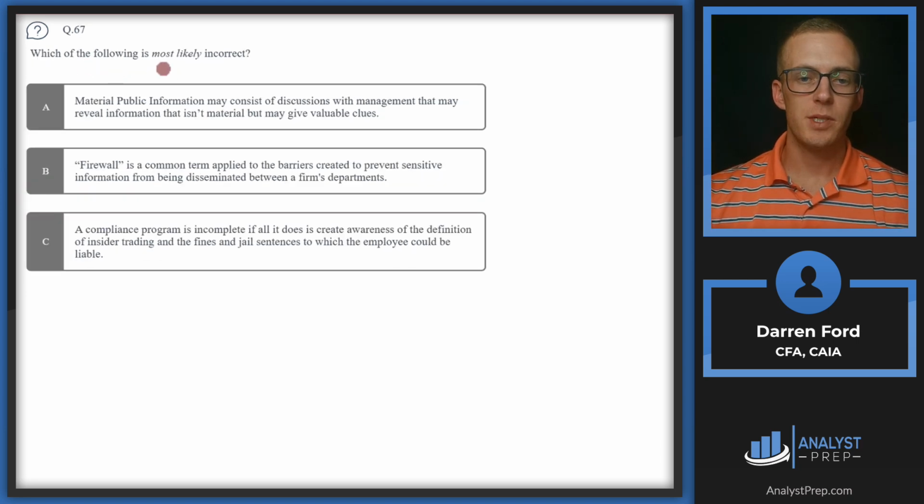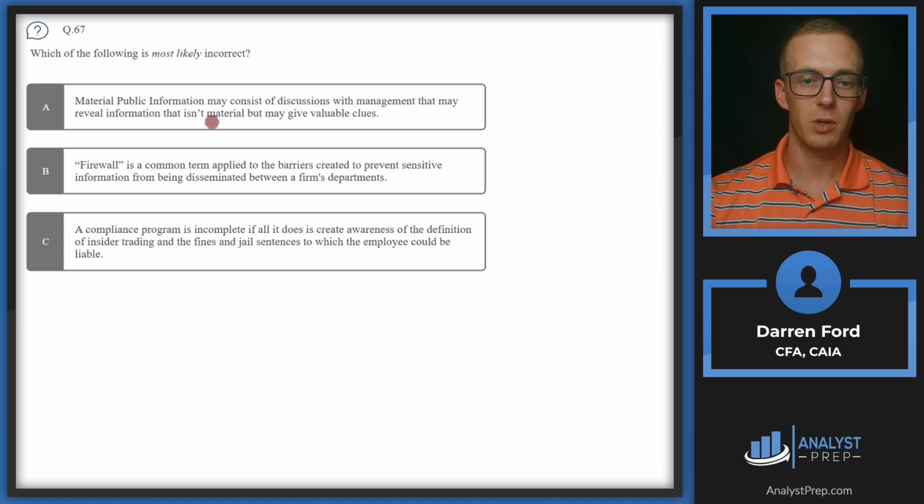Question 67. Which of the following is most likely incorrect? Material public information may consist of discussions with management that may reveal information that isn't material, but may give valuable clues. So it says right here, it's not material, which contradicts it being material. So I think we can probably choose A as our answer.